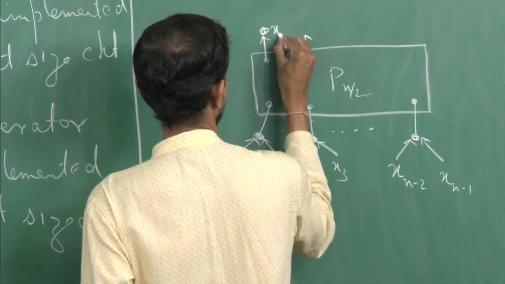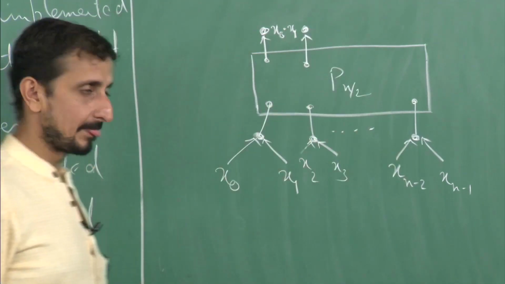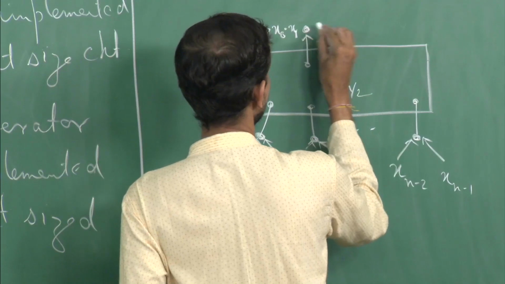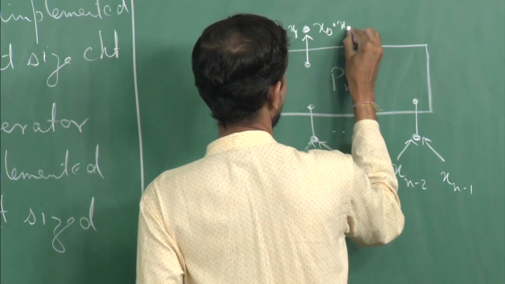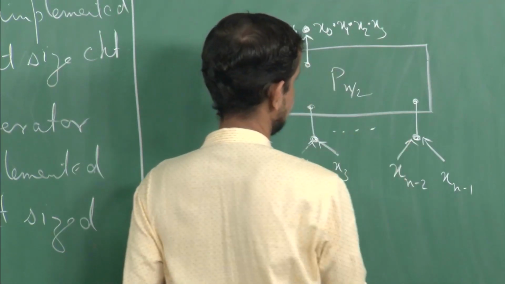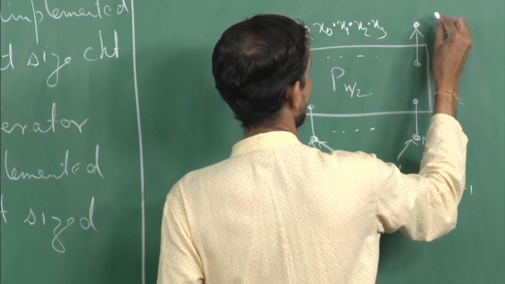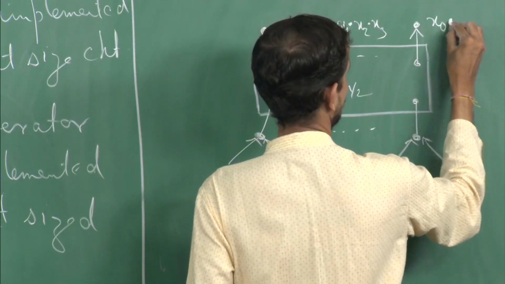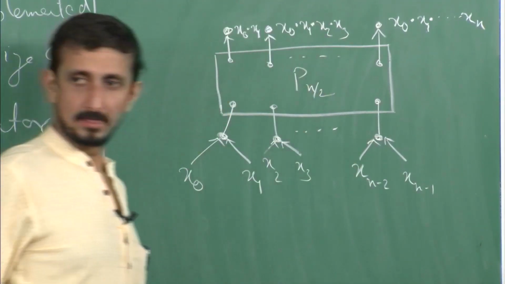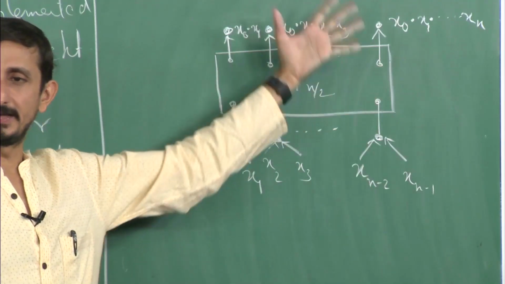Okay. So, this is my x0 dot x1. What is this? This is basically this dot this. So, this will be x0 dot x1 dot x2 dot x3 and so on, and the last one will be x0 dot x1 up to xn. I am just assuming there is a circuit Pn by 2 and this is what it takes as input and output.